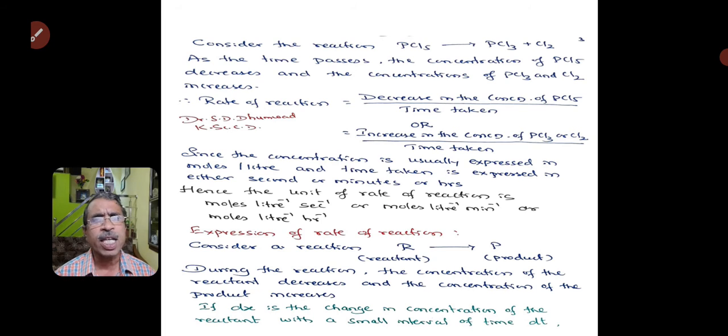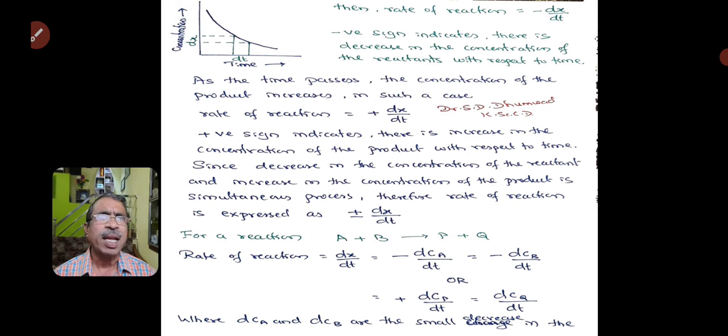Now let us study the expression of rate of reaction. Consider a reaction in which R, a reactant, turns into a product P. During the reaction, the concentration of the reactant decreases and the concentration of the product increases. If dx is the change in concentration of the reactant within a small interval of time dt, then the rate of reaction is written as minus dx upon dt. The negative sign indicates that there is a decrease in the concentration of the reactant with respect to time.